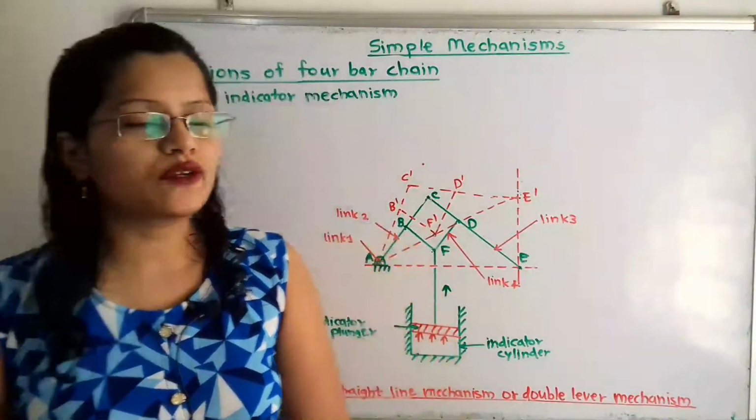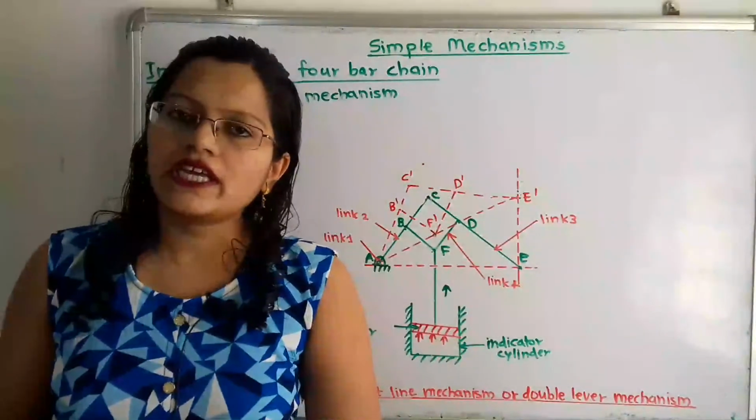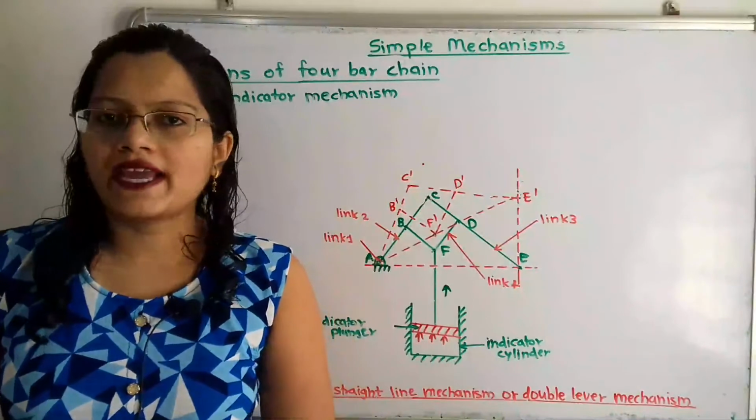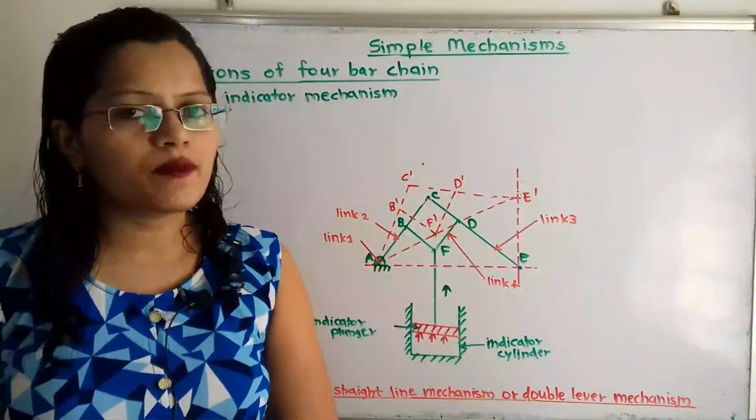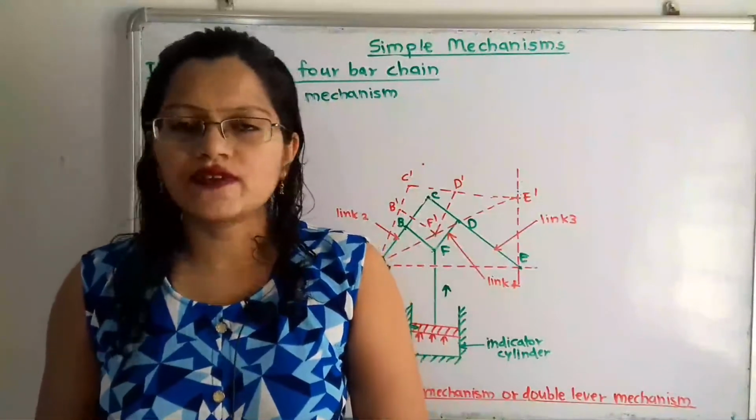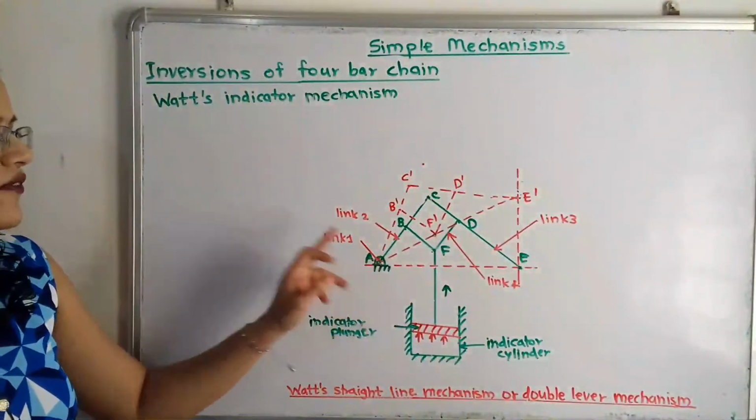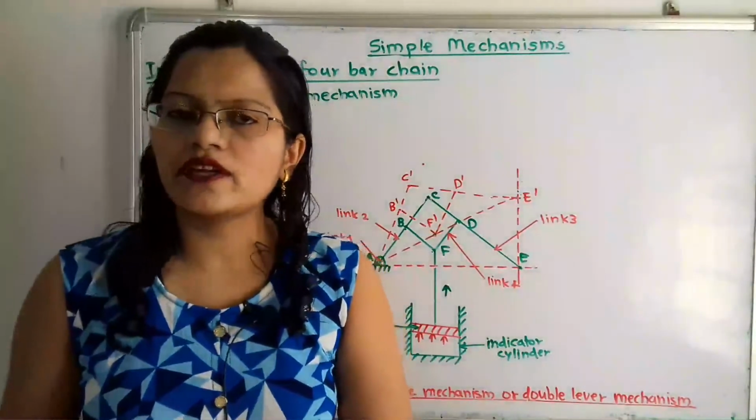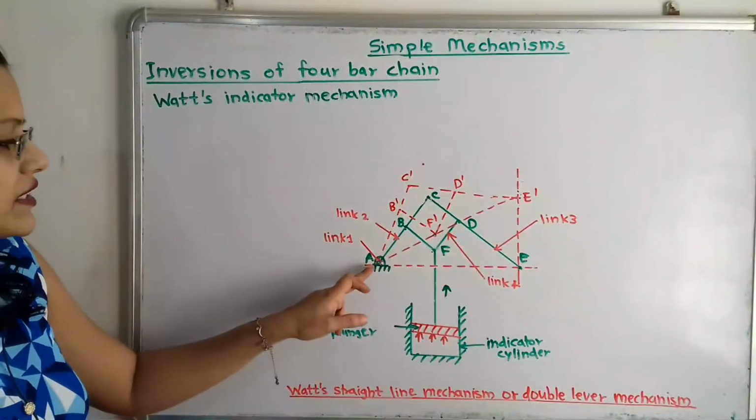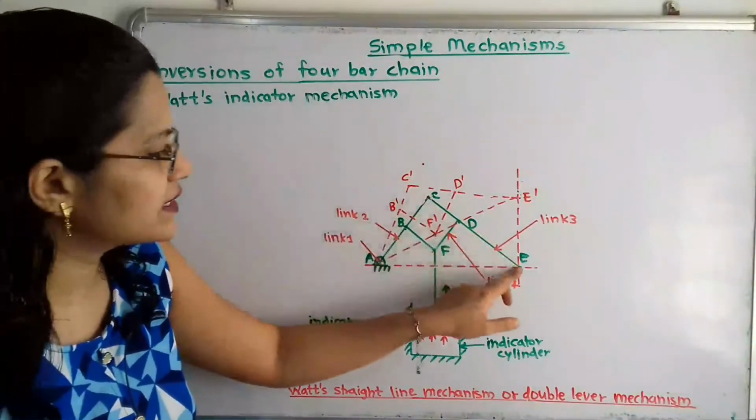Today we are going to understand the Watt's indicator mechanism, which is the inversion of the 4-bar mechanism. That means in this mechanism the total number of links is 4. Now we will understand these links with the help of the diagram. If we observe, here is the fixed point A, and this fixed point A we will consider as link 1. Now the second link is this link AC, and the third link is the link CE.